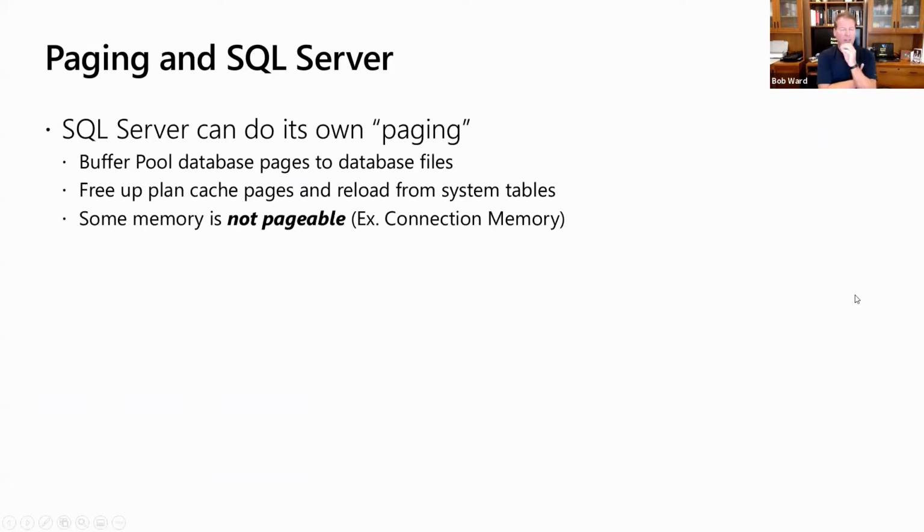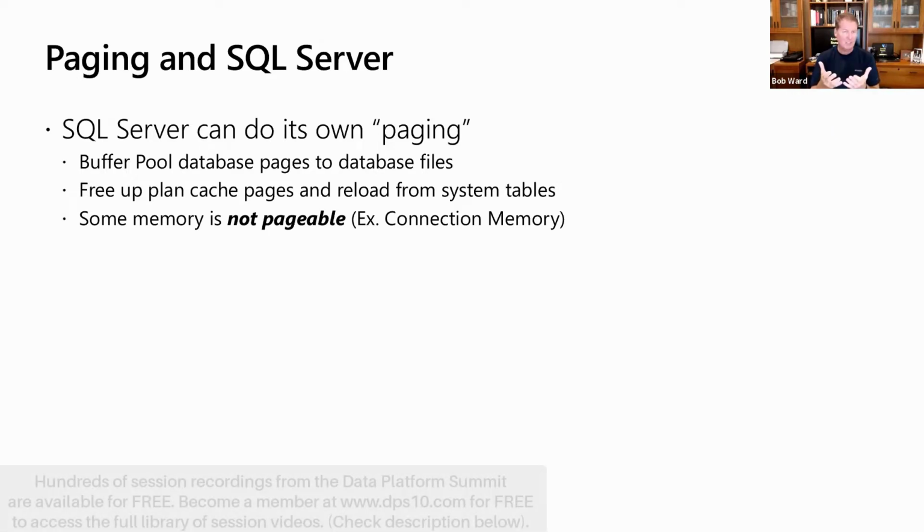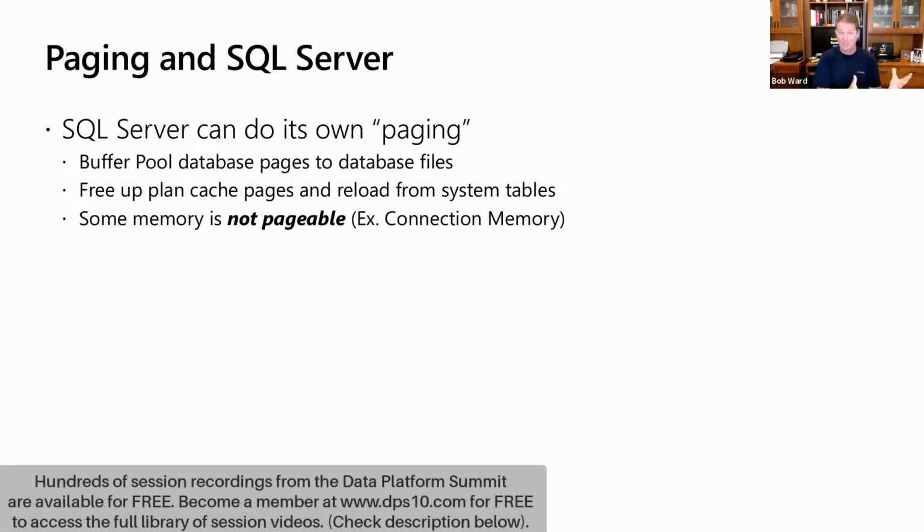So number one, we kind of alluded to this already, and that's why I call it all the caching. SQL Server can do its own paging based on memory needs. The buffer pool, we can write pages of the buffer pool to database files if they're changed. If they haven't changed, we could just free up the memory, okay? The plan cache, we can free up these pages and we don't have to write them anywhere. We just have to reload them from system tables. So that's kind of a paging concept.